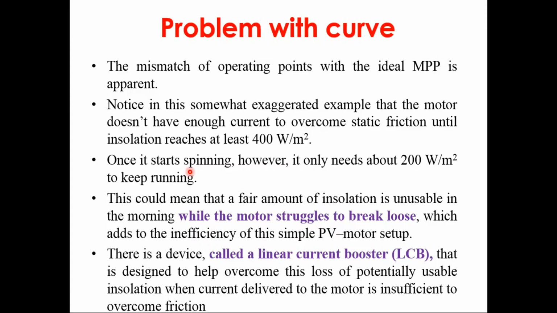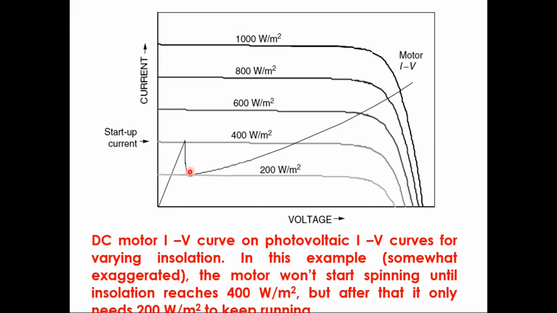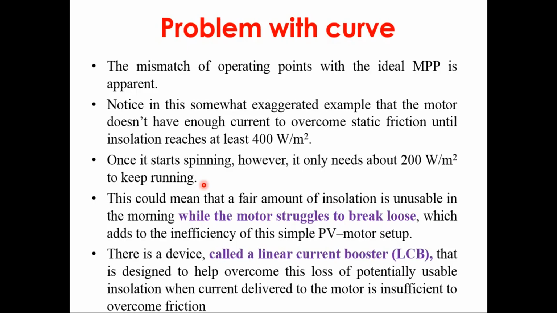The mismatch of operation with the ideal MPP is apparent in this case. Notice in this exaggerated example that the motor doesn't have enough current to overcome the static friction, so it has to start at 400 watt per meter square. Once it starts spinning, however, it only needs 200 watt per meter square of radiation to keep it running. This could mean a fair amount of insolation is unusable in the morning while the motor struggles to break loose, which adds to the inefficiency of the PV motor setup, or we can say the PV pumping setup.